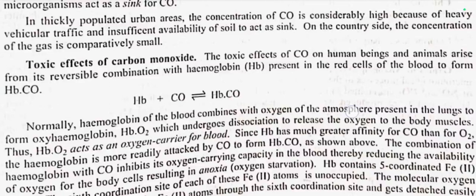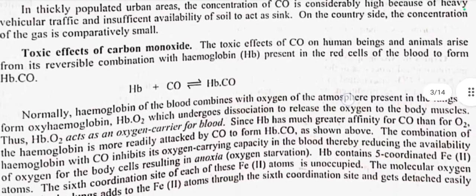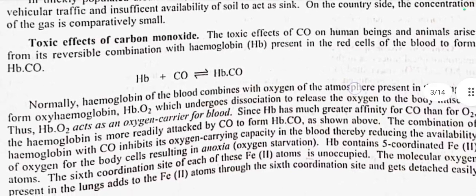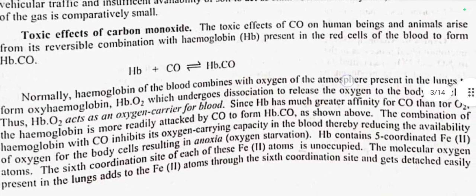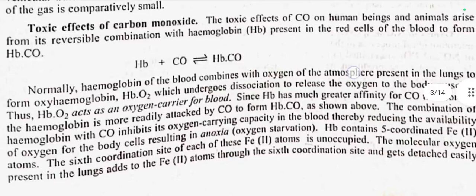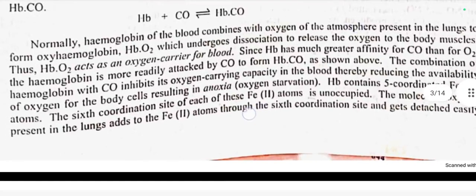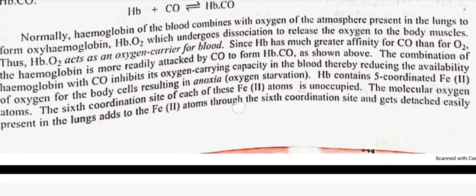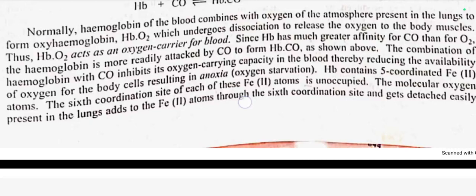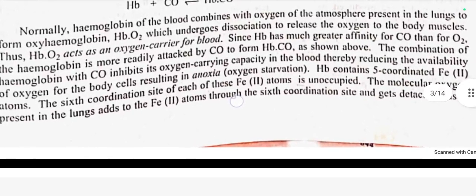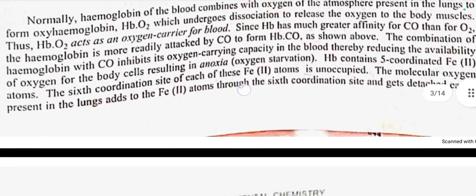Toxic effects of carbon monoxide. The toxic effects of CO on human beings and animals arise from its reversible combination with hemoglobin present in the red blood cells of the blood to form Hb.CO. Normally, hemoglobin of the blood combines with oxygen of the atmosphere present in the lungs to form oxyhemoglobin Hb.O2, which undergoes dissociation to release the oxygen to the body muscles. Thus, Hb.O2 acts as an oxygen carrier for blood.